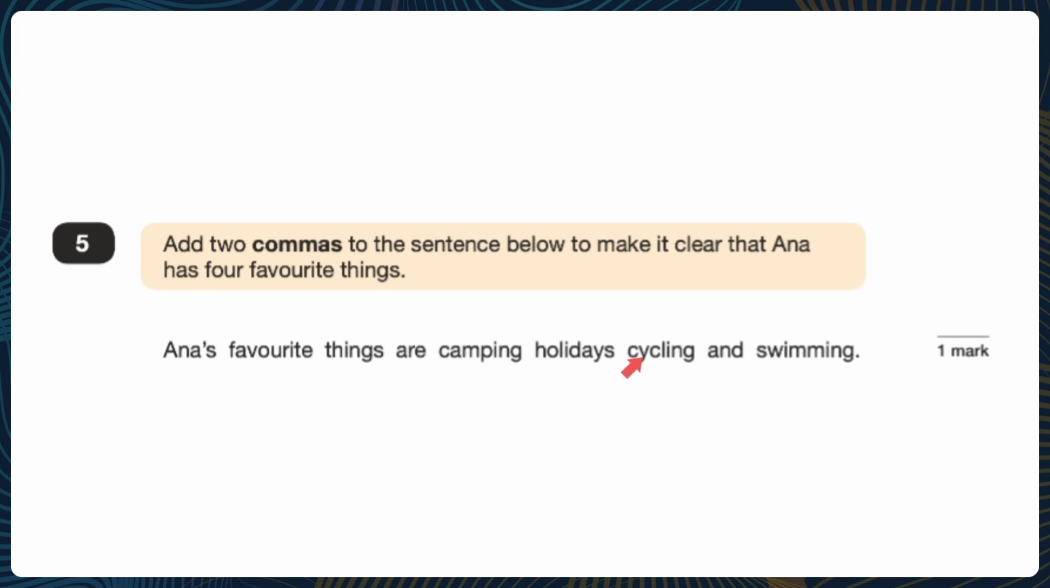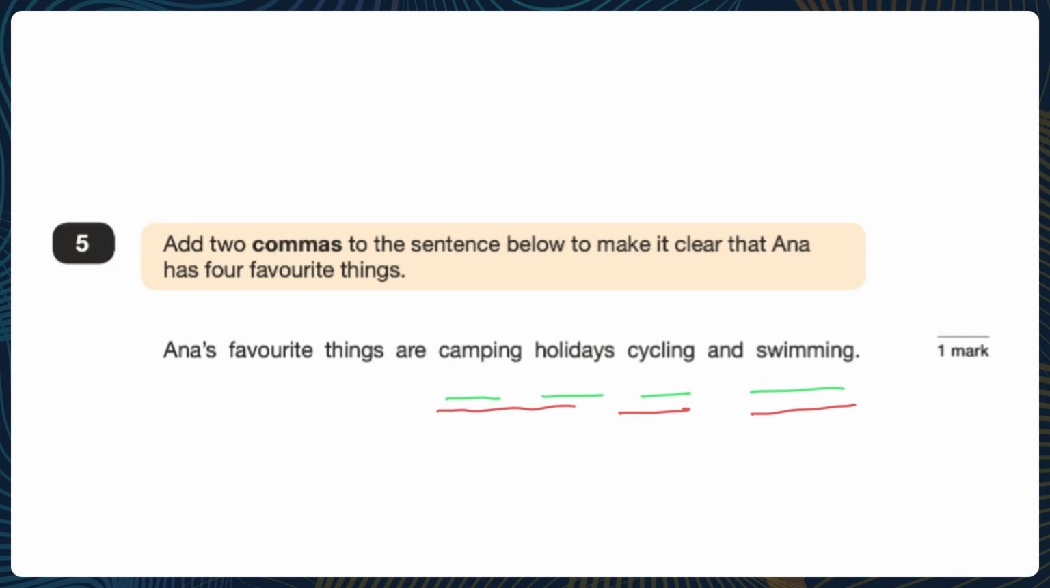Now, depending on how we read this sentence, "camping holidays" could be read as one thing, then cycling and swimming, but that would only leave us with three. So we would have camping, holidays, cycling, and swimming. But the problem with this is that we need to have four favourite things. So really what that is: camping, holidays, cycling, and swimming.